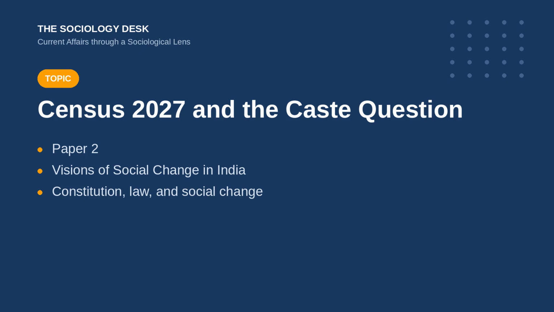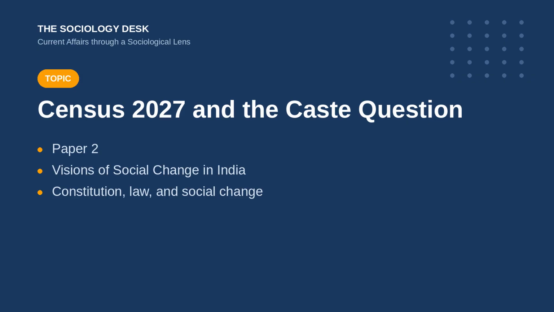For the first time since 1931, India is preparing to count caste for its entire population, not just scheduled castes and scheduled tribes. And the method chosen is what officials call an open column, a blank field where every respondent outside the notified scheduled caste and scheduled tribe lists writes down their own caste in their own words.